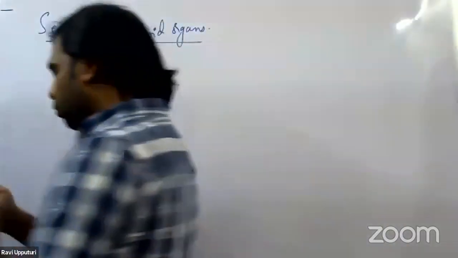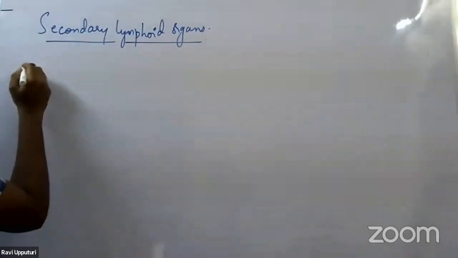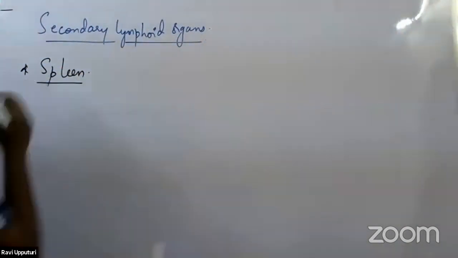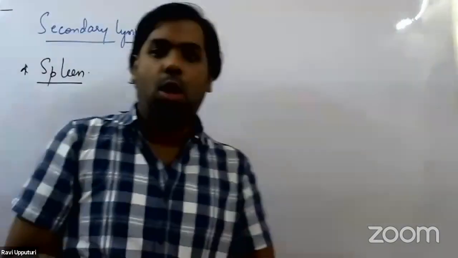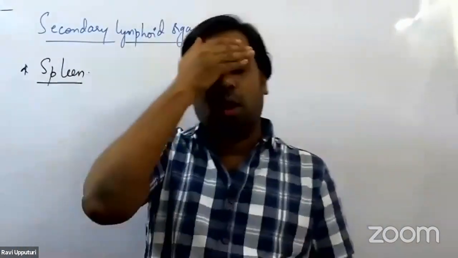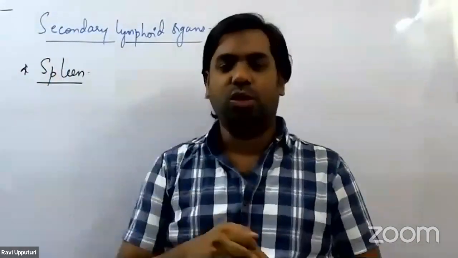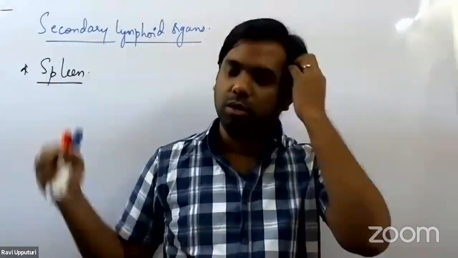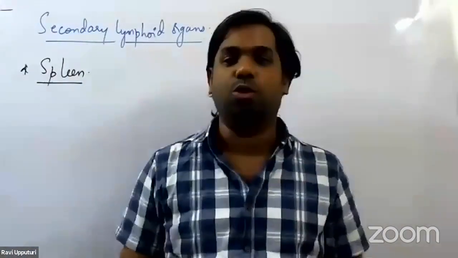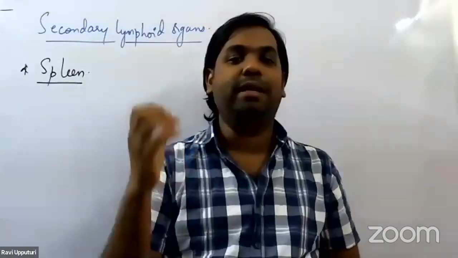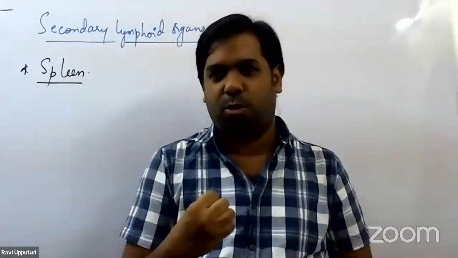The first one we'll be talking about is the spleen. Right, so this is the first secondary lymphoid organ we are talking about, which is called the spleen. We are all very much familiar with this particular structure called the spleen. We have come across it a lot of times. So what exactly is this spleen? It is a large bean shaped structure which is present in our body.